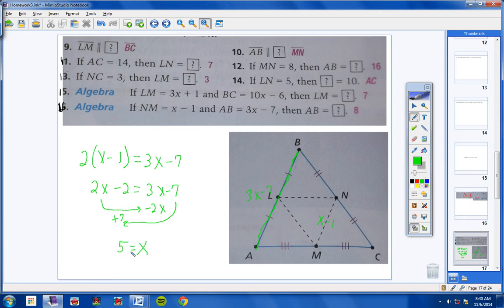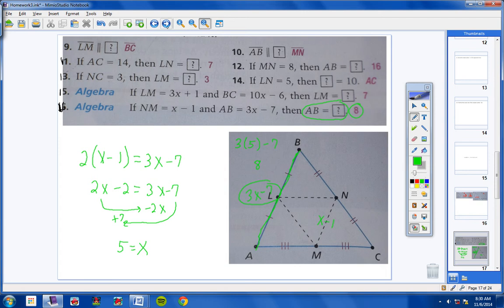Okay? Now, that's not what they asked you to solve for. They want to know the length of AB. The length of AB. So here's AB right here. 3x minus 7. So 3x, that's 3 times 5 minus 7. So 15 minus 7 is 8, which is the correct answer. Okay? So pretty good stuff here, mixing in a little algebra and geometry together, okay?